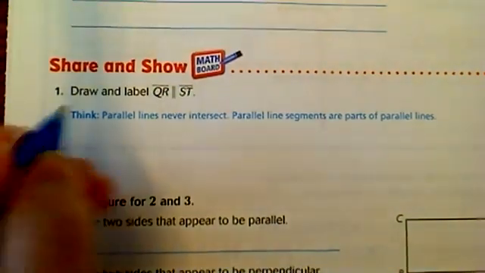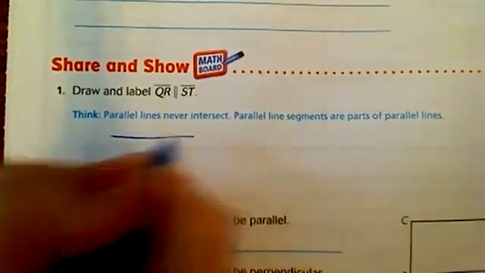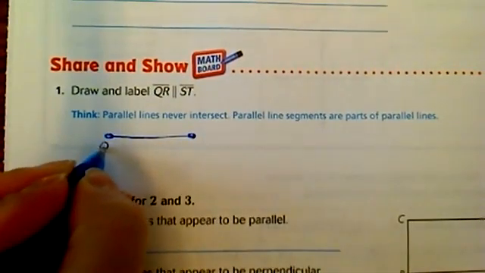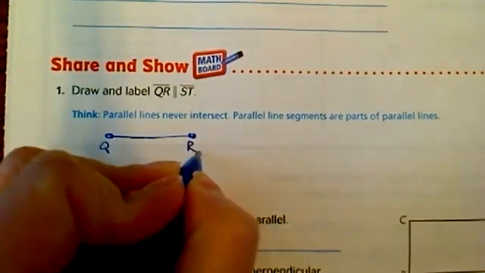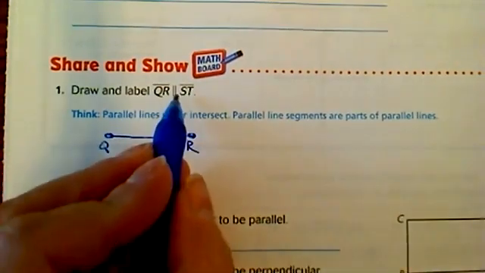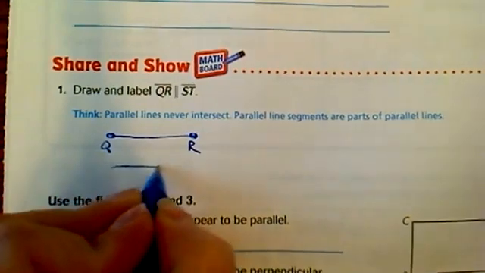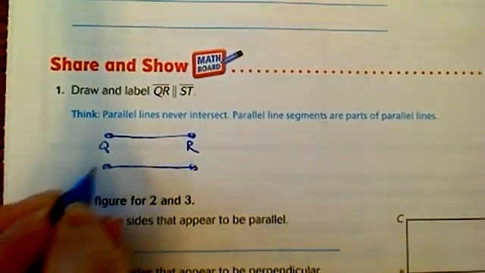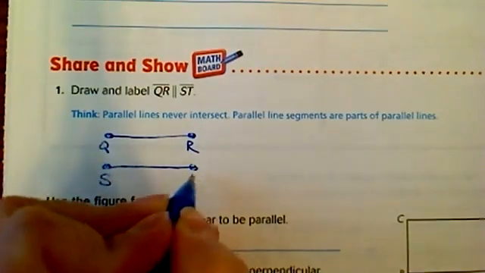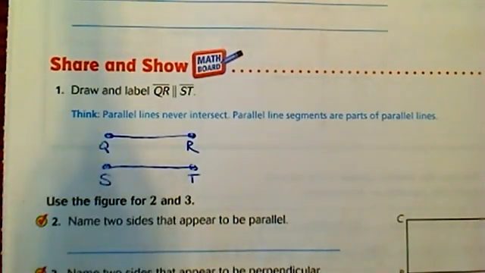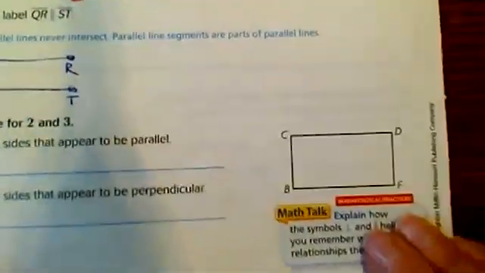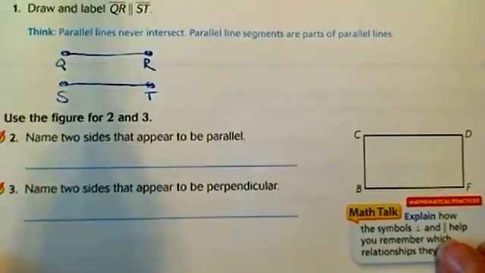So I'm going to first draw my line segment QR. I'm labeling it, and I'm going to make that parallel to the best of my ability here, and as straight as I can, to line segment ST. And there I have that. Now I'm going to look at this shape here and answer some questions.